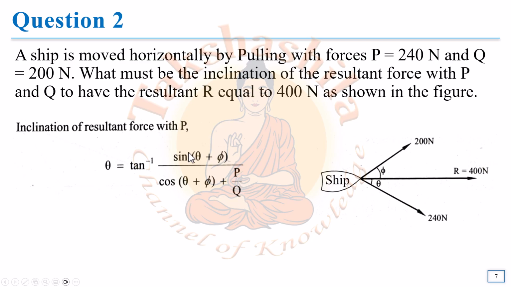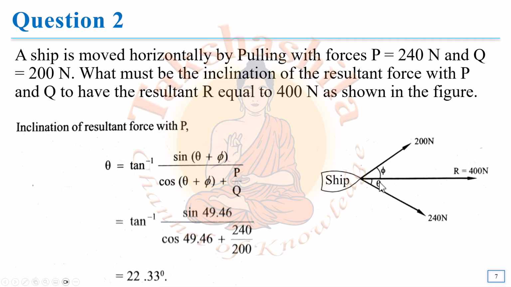Now we can substitute the values which we already know. We know that theta plus phi is 49 point something, and we know the values of P as well as Q. So theta will be equal to tan inverse of sine of 49.46 divided by cos of 49.46, because theta plus phi is equal to 49.46, then plus P by Q, that means 240 by 200. If you simplify this, theta comes around 22.36.